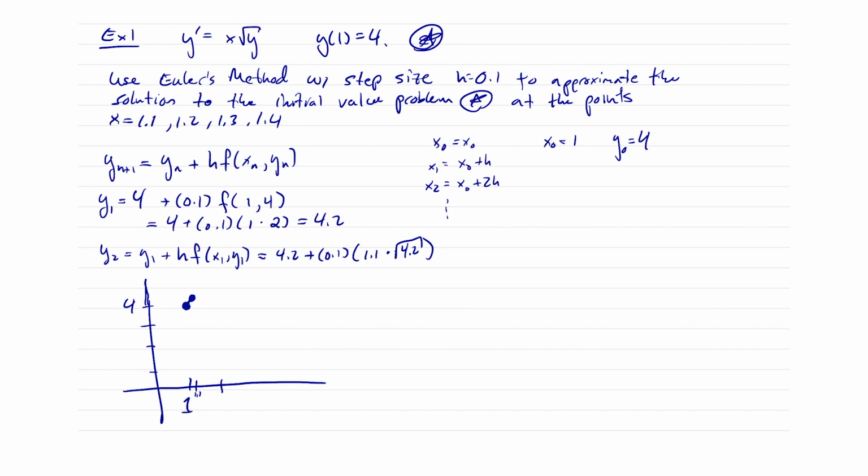So I'm going to have 4.2, and I'm going to take the square root, and that is 2.049, let's say. So I'm just going to say this is going to be 4.2 plus 0.1 times 1.1 times 2.049. It obviously goes on beyond that, but I'm just going to stop there.